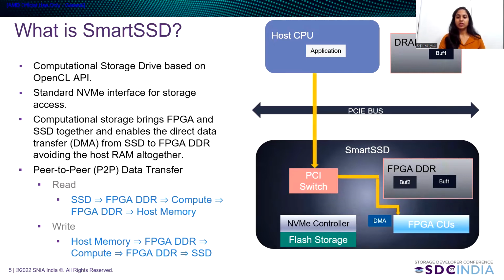It then triggers the compute engines in the FPGA. The compute engines process the input data and produce results in the output buffer, the buff2 located here in the FPGA DDR. Finally, the application triggers the NVMe interface to move the result buffer into the storage. This is a peer-to-peer data transfer, avoiding the host RAM.